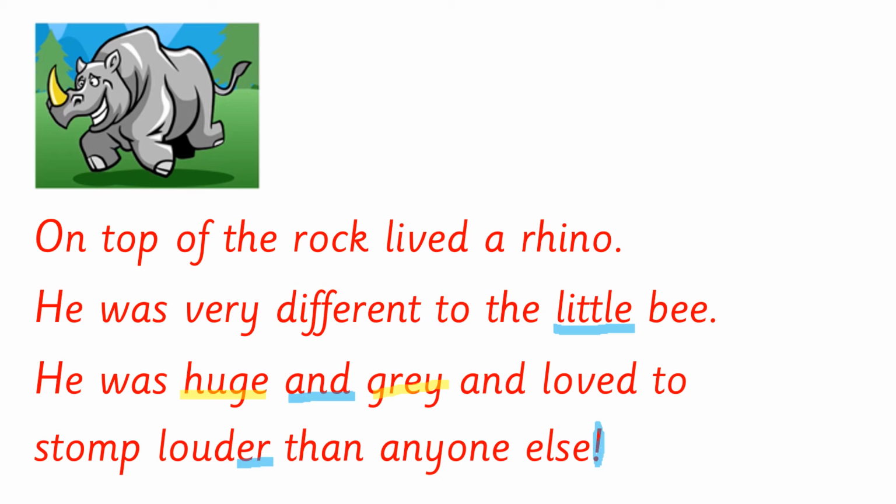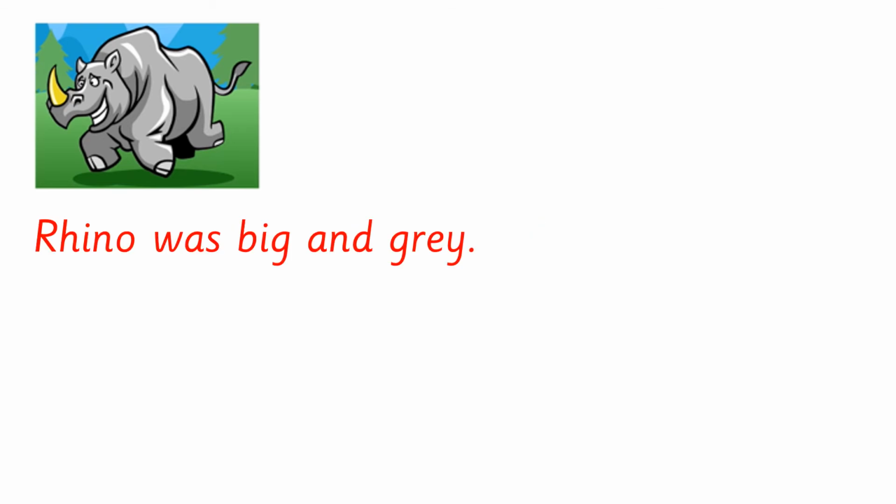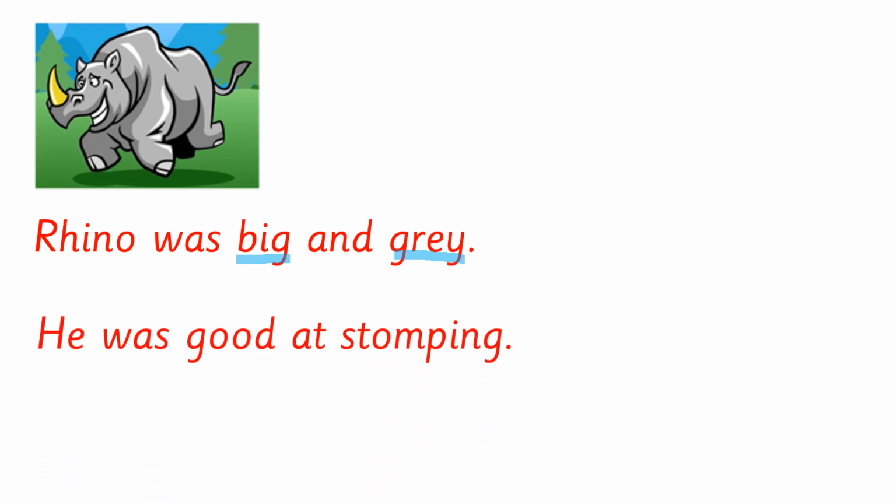Now, as I did yesterday, I'm going to show you a simpler version because, as I said, we're all different. We're all writing at different stages. So this might seem like a little bit much for you and you might want to write something a little bit simpler. So this is my simpler version. Rhino was big and grey. We've still got our adjectives in there, but it's just a slightly simpler sentence. He was good at stomping. So we've still got our adjectives and we've still learned what the rhino's special skill is. So this is absolutely fine. If this is where we're at the moment, this is absolutely fine. Either of these versions is fine.